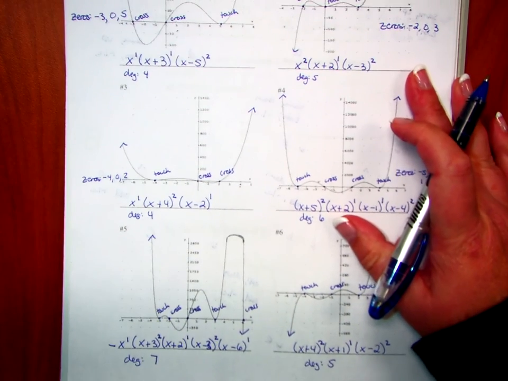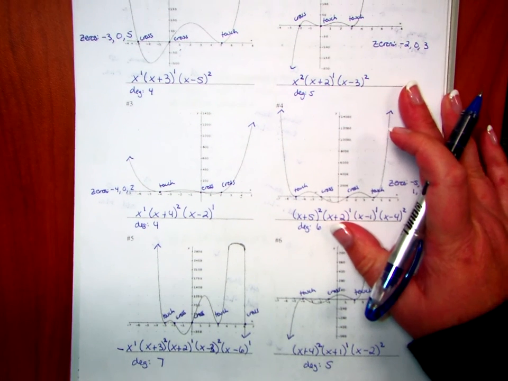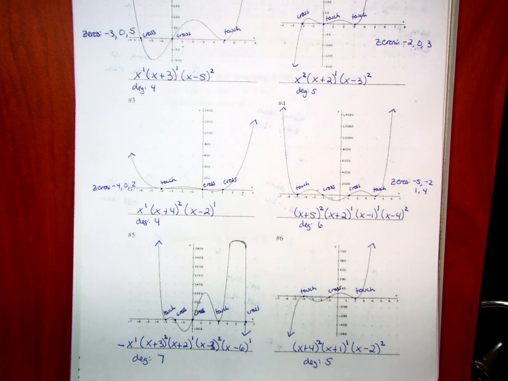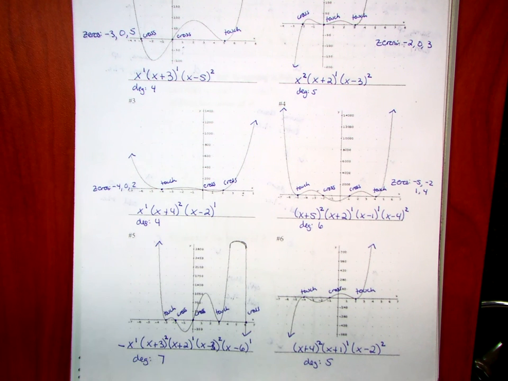Right? So if you can understand even versus odd multiplicities, touching versus crossing, end behavior, and then most importantly, the difference between a 0 and a factor, I think you will be good to go for 3.2.